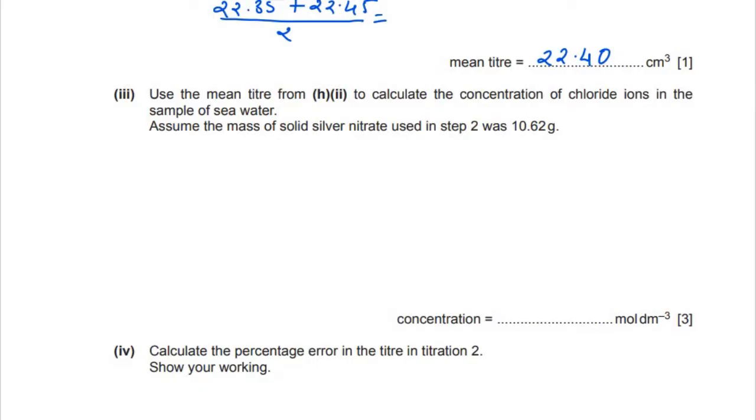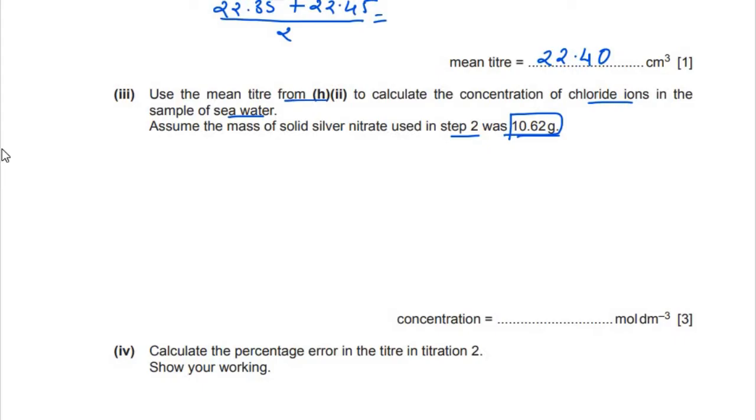The next sub question says use the mean titer from H2 to calculate the concentration of chloride ions in the sample of sea water. Assume the mass of the solid silver nitrate used in step 2 was 10.62 grams. So here the mass used, with the weighing boat difference, is 10.62 grams, which is already given. If we want to calculate the concentration of chloride ions, first we need to calculate the concentration of silver nitrate and the moles of silver nitrate.